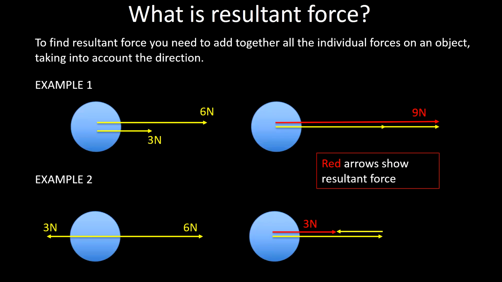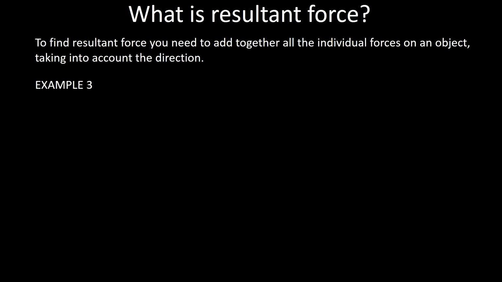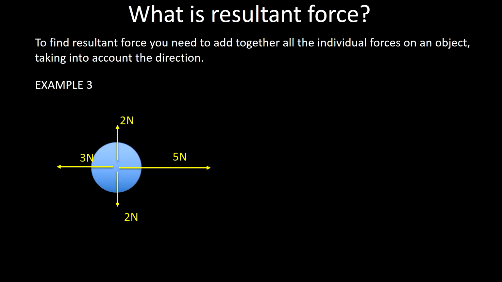So that's a couple of examples just in one dimension, so just left, right. You need to be able to cope with two-dimensional versions of these, but there's always going to be one direction that will cancel. So let's have a look at this example. So we've got 4 forces now. And you will quite commonly get 4 forces on an object. Things like cars and bikes on roads will tend to have 4 different forces on them.